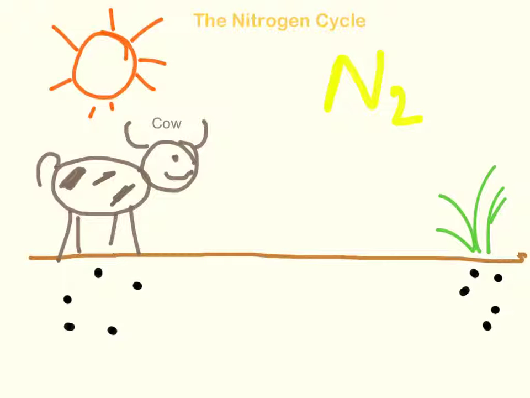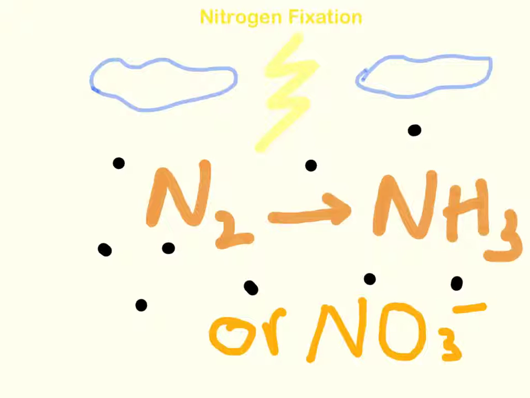The second cycle we'll talk about is the nitrogen cycle. This happens in the atmosphere, the lithosphere, and the hydrosphere. Nitrogen makes up about 78% of the atmosphere. The first step of the nitrogen cycle is nitrogen fixation. Nitrogen in the atmosphere is converted to ammonia by nitrogen-fixing bacteria, or to nitrate by lightning.